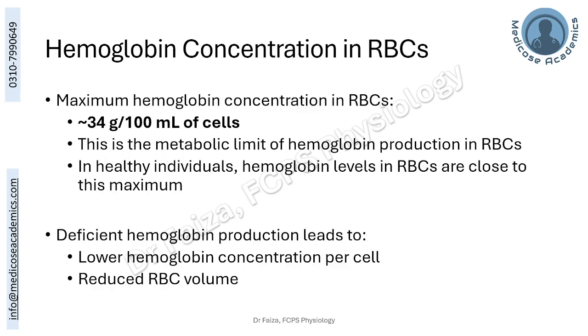Hemoglobin concentration in RBCs: the mean concentration of hemoglobin is 34 grams per 100 ml of blood cells, and this is the maximum concentration and metabolic limit. Those having anemia will have a lower concentration of hemoglobin per 100 ml of RBCs, but nobody can have more than 34 grams per 100 ml of RBCs because RBCs do not have the potential to concentrate it more than that.